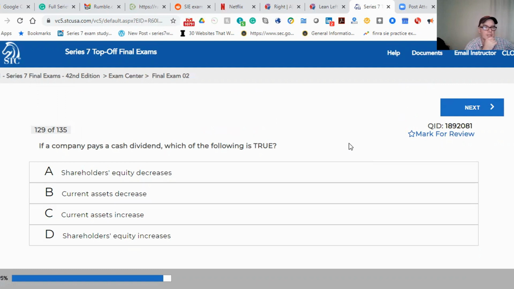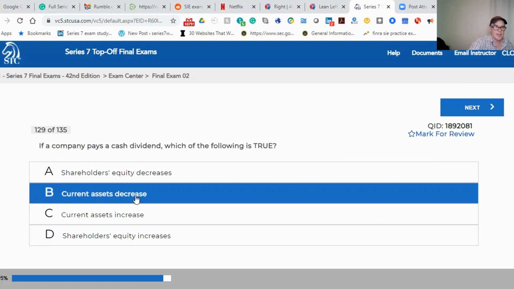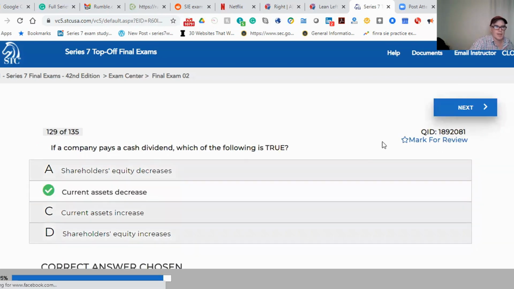Okay. If a company pays a cash dividend, when they pay the dividend, shareholders' equity decreases. We'll come back to that. It doesn't decrease. It stays the same. Current assets decrease. That's true. Current assets don't go up. Shareholders' equity increases. No. So when they pay the dividend, the assets and the liabilities go down by the same amount so that the equity doesn't change. So it's got to be the assets change because you're paying out cash. You don't have cash.